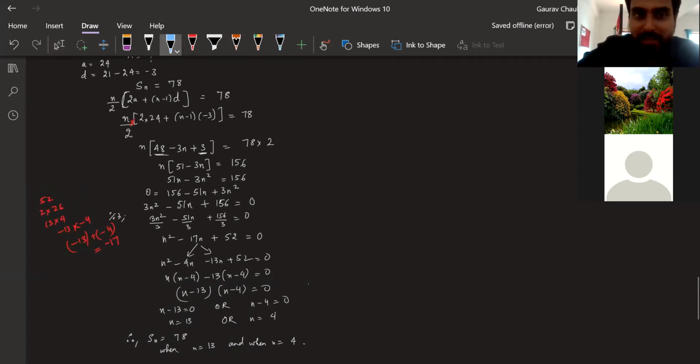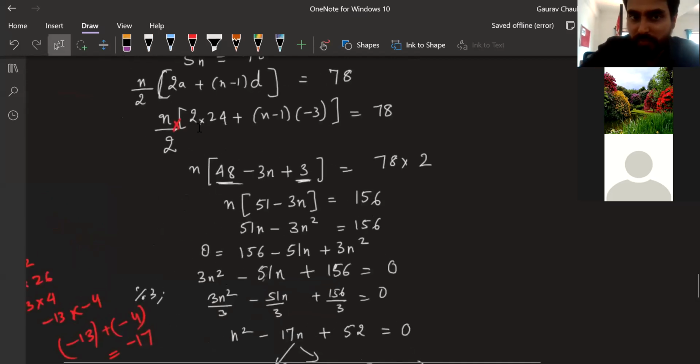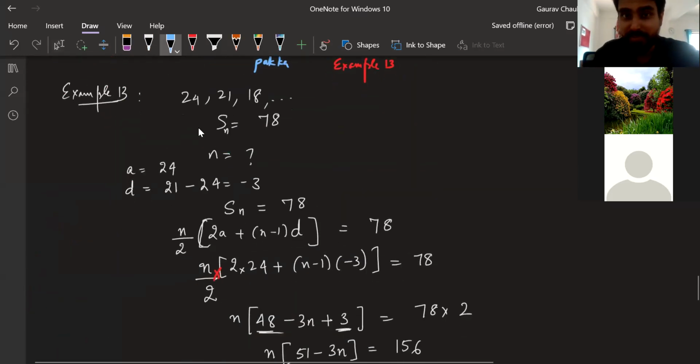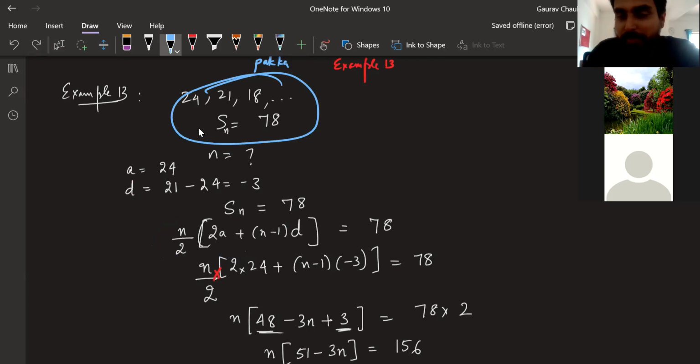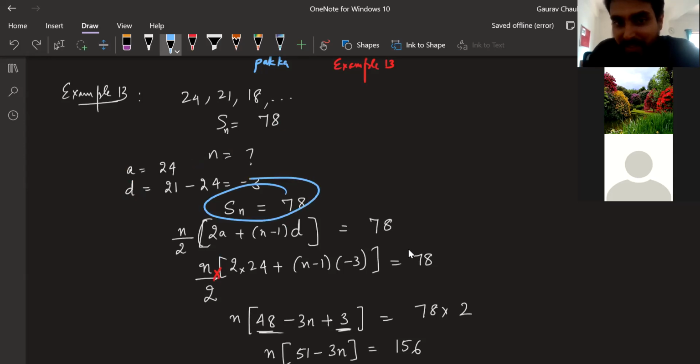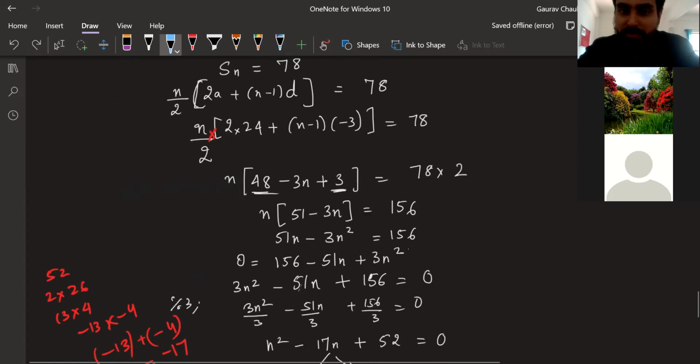I wrote down everything I know from the question. Okay, Abhi, Dilruba, pay close attention. Mansa, Bindu, pay close attention. I wrote down everything I know from these two pieces of information, which is I know A, I know D. I know the sum is 78. When I wrote this down, I put it in the formula and from that I got an equation. How did I get that equation? Because I already know A, I already know D. That equation was a quadratic equation.